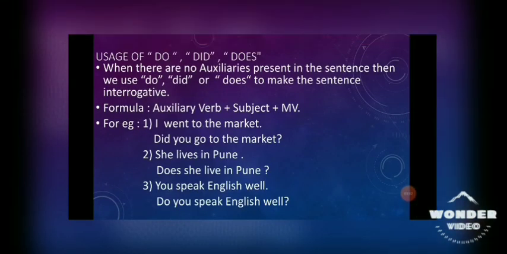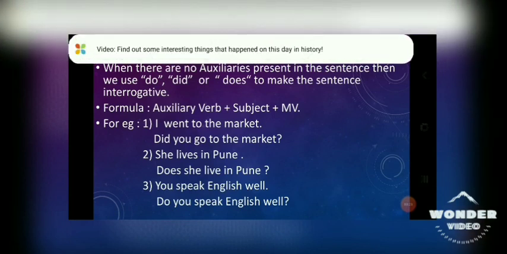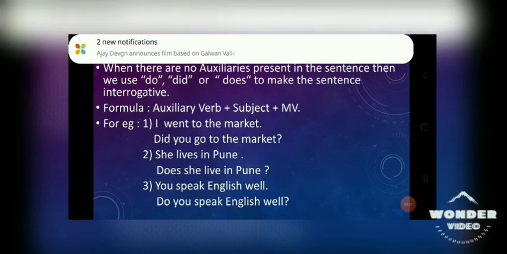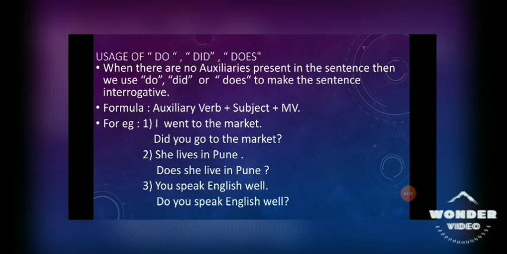Usage of do, did, does. Now when will you use do, did, does? This is important. When there are no helping verbs or when there are no modal auxiliaries. Understood? When there are no auxiliaries, meaning no helping verbs and no modals present in the sentence, then we will use do, did or does to make the sentence interrogative. Okay. The formula will be auxiliary verb plus subject plus main verb.